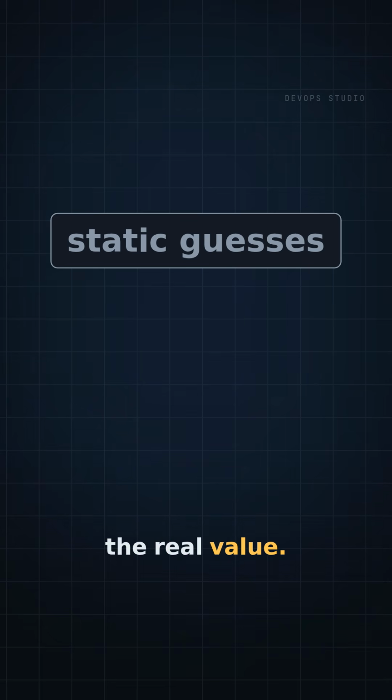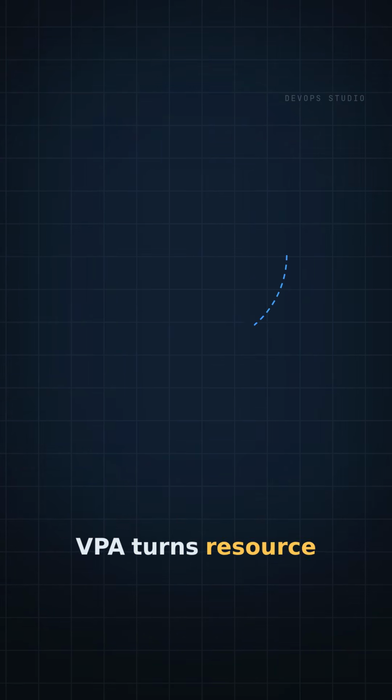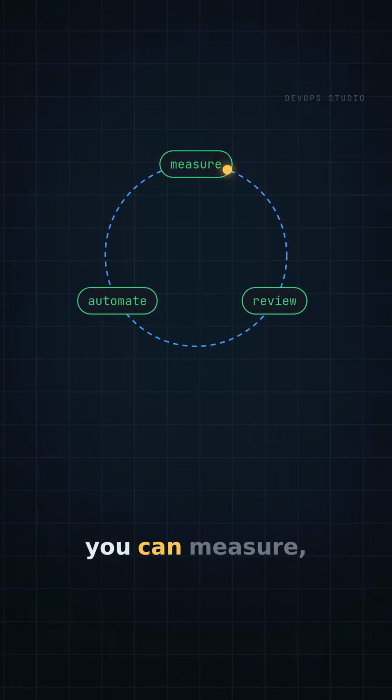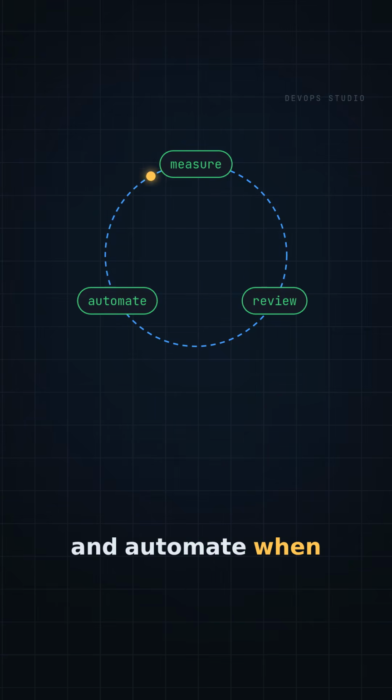And that is the real value. VPA turns resource requests from a number somebody guessed once into a signal you can measure, review, and automate when you are ready.